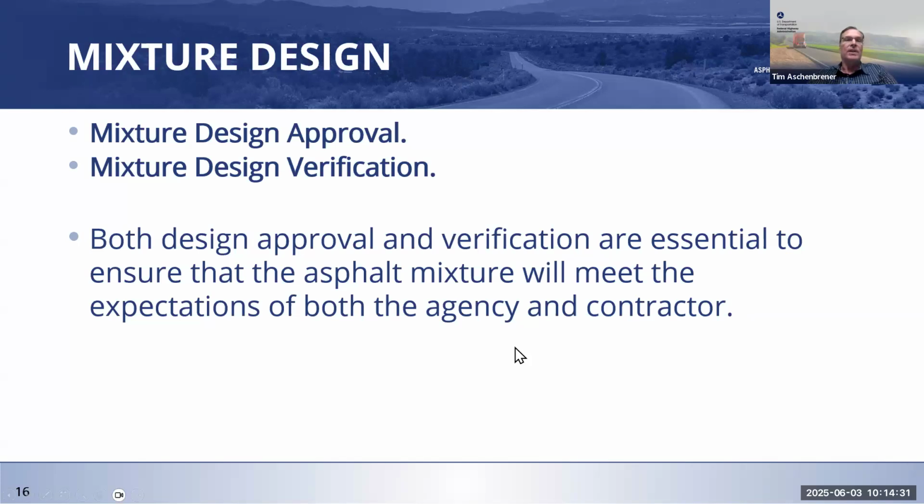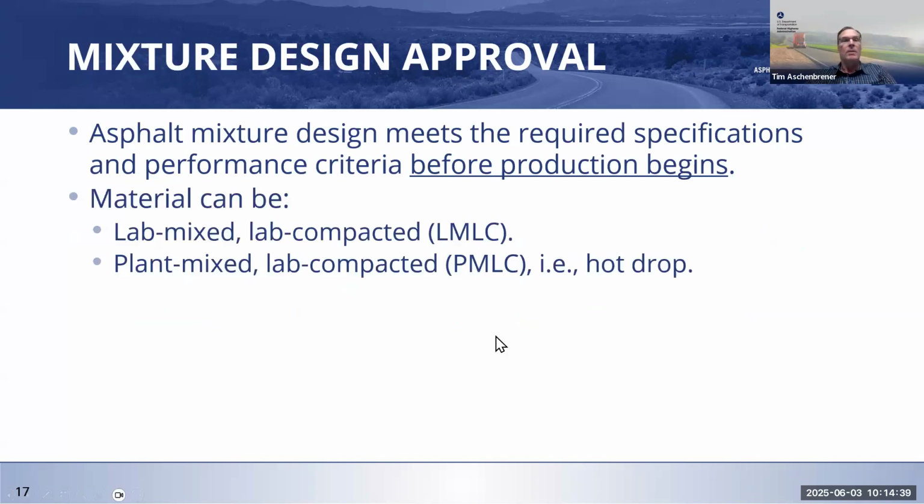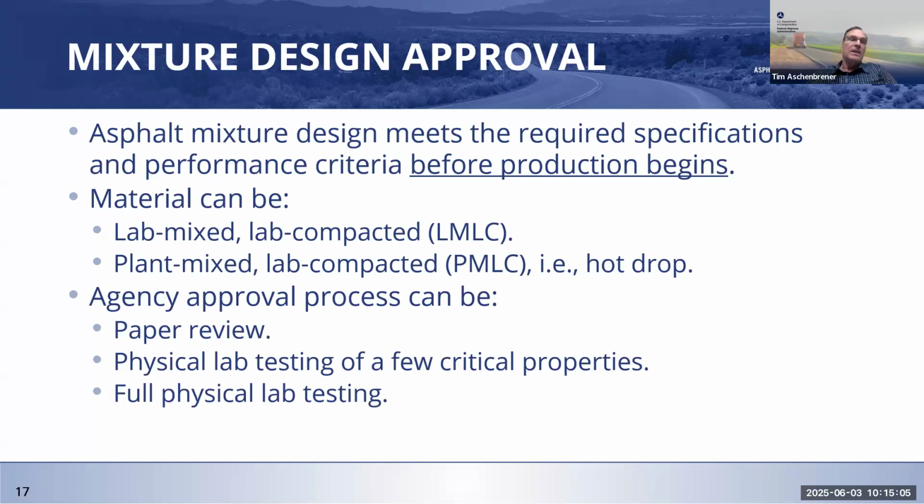So let's first look at mixed design approval. Mixed design approval is before production begins, and we're looking to see if this mix meets performance criteria. More often than not, it's lab mixed, lab compacted material, but sometimes states allow or accept plant mixed, lab compacted material. This material might have been produced on a commercial project. It might have been produced by the contractor as a hot drop that ultimately might end up in a wrap stockpile.